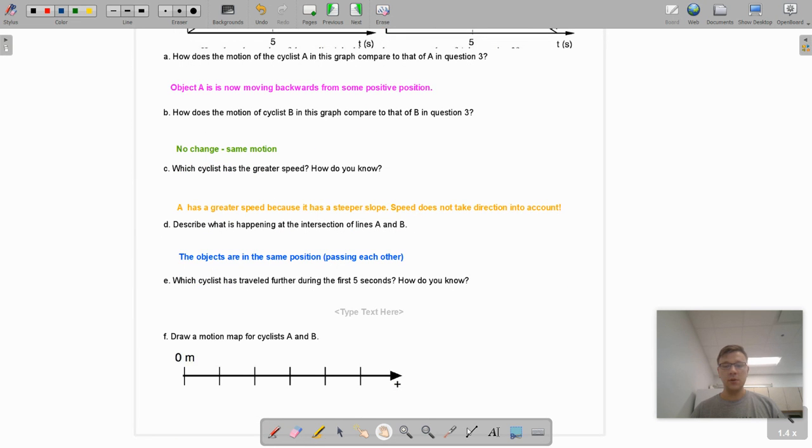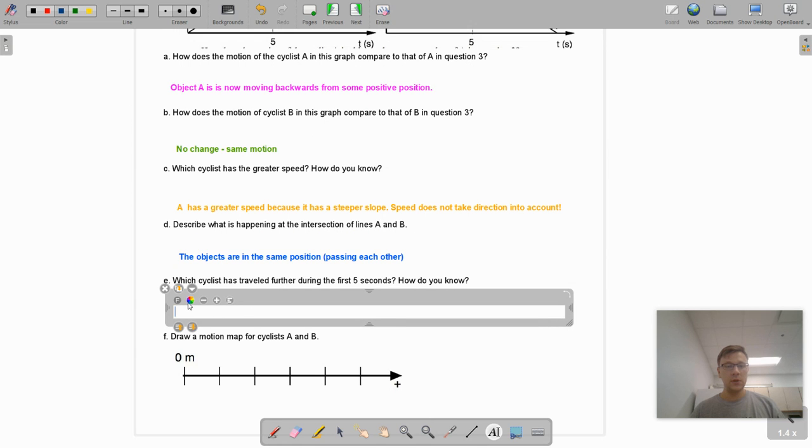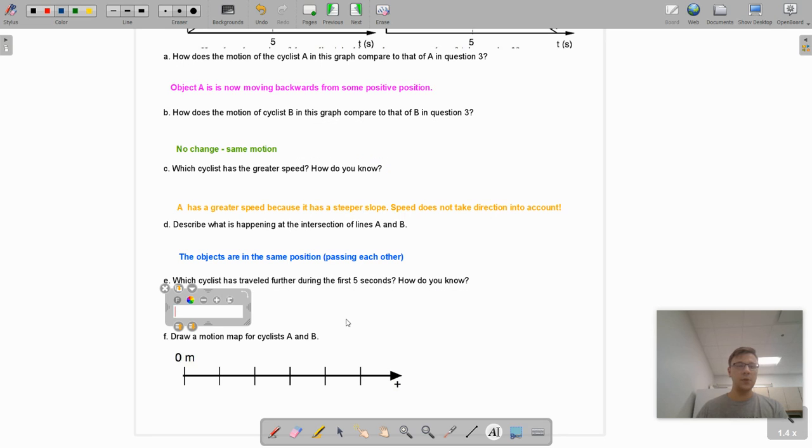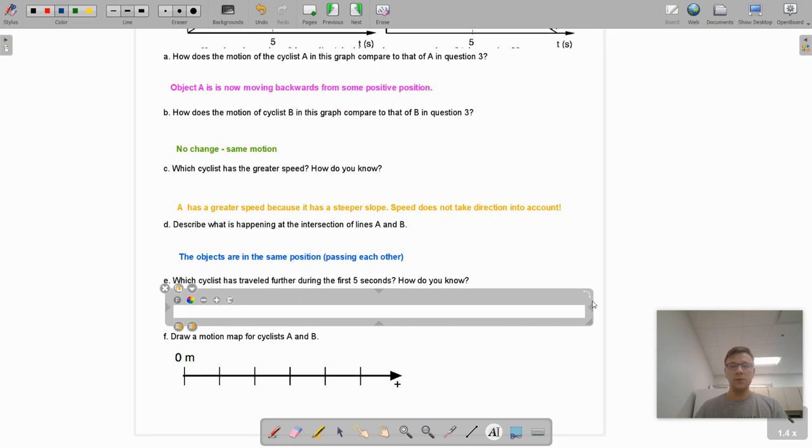Let's get back down here. And let's do this. Okay. So A has moved further during the first 5 seconds. It moved more along the y-axis than B during that time span.